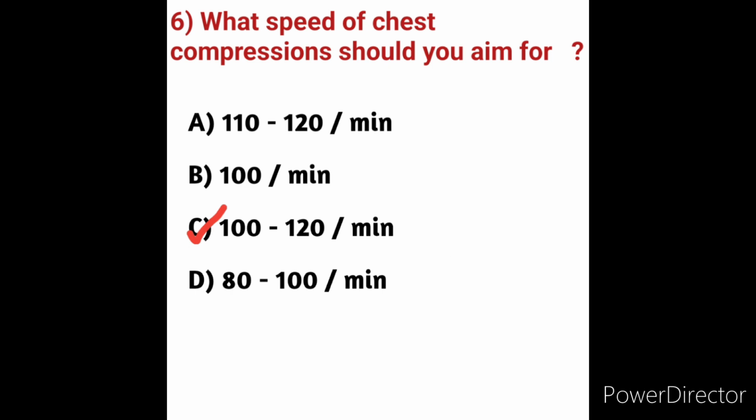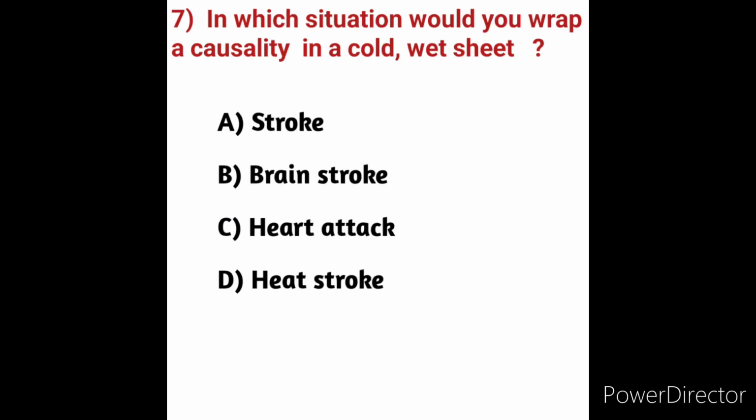Next we will move on to question number 7. In which situation would you wrap a casualty in a cold wet sheet? We will see the options here. Option A stroke, option B brain stroke, option C heart stroke, option D heat stroke. In heat stroke, you would wrap a casualty in a cold wet sheet. So here, option D is the correct answer.